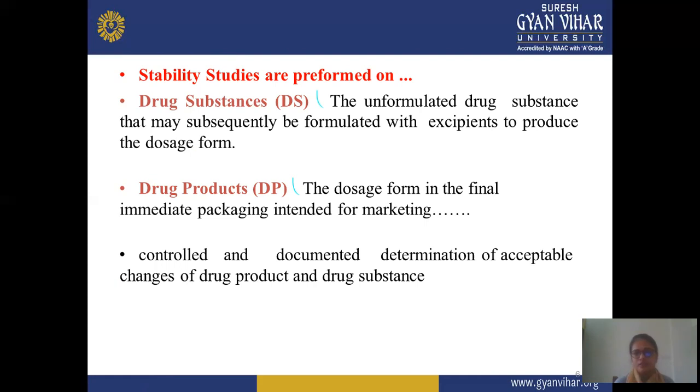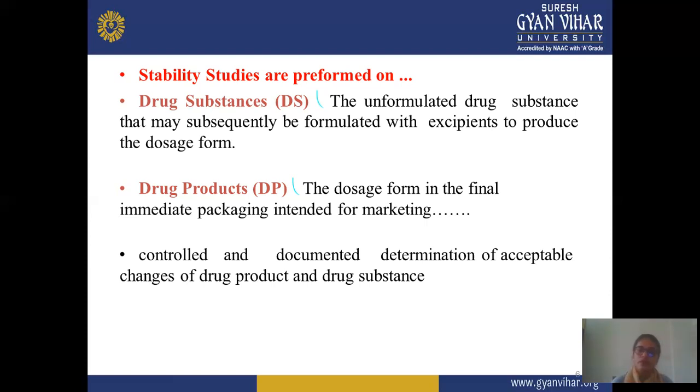Next is drug product. In drug product, it is the dosage form in the final immediate package intended for the market. Drug product means after formulation, before coming to market, you should assure that your final formulation is in a sterile condition and the packaging material is in a sterile condition. So for the dosage form in the final immediate packaging intended for marketing, you should assure your stability study. It should be free from microbes and should be in a stable form.